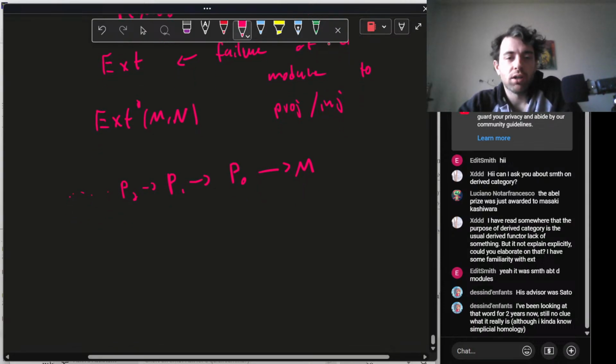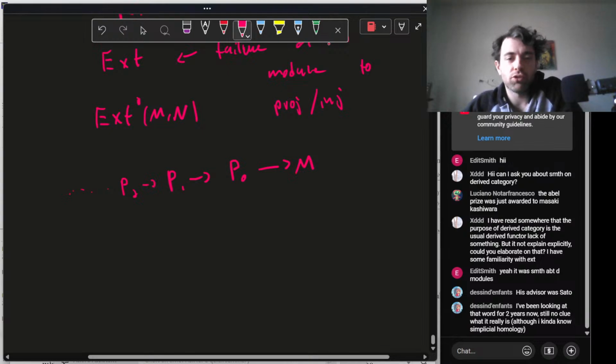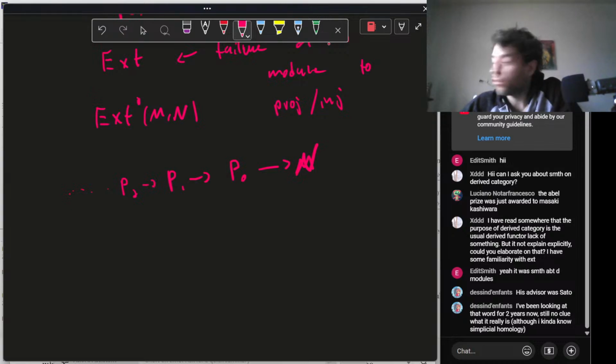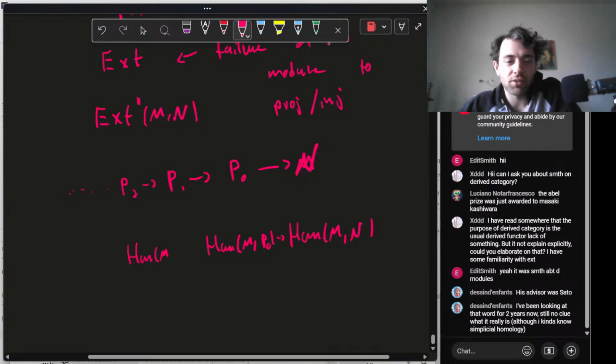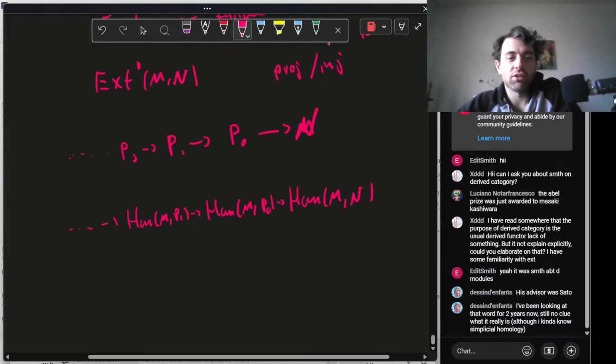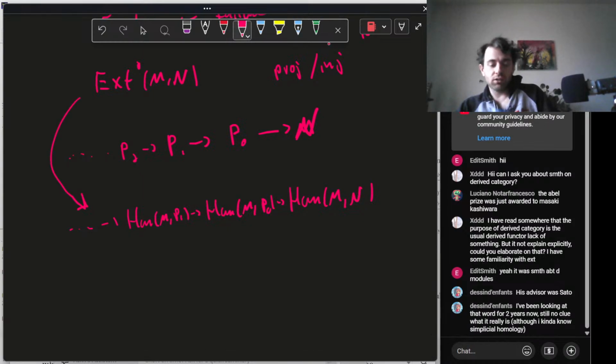So the point is, you first take a projective resolution of M, then of N, and then you apply the Hom functor with M in the first component, right? I think I'm doing it backwards, but whatever. And now you get this other complex, and then your Ext is just defined to be the cohomology of this complex, right?